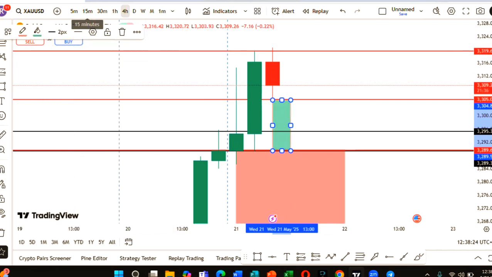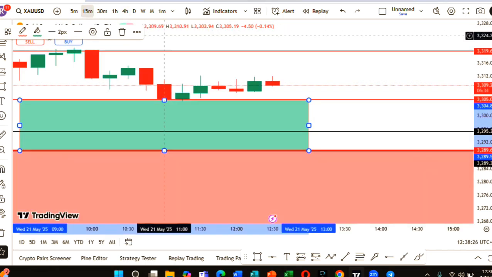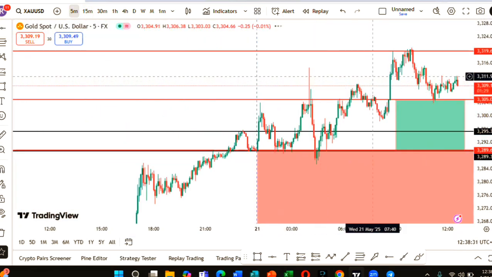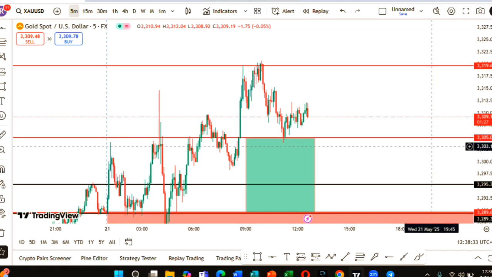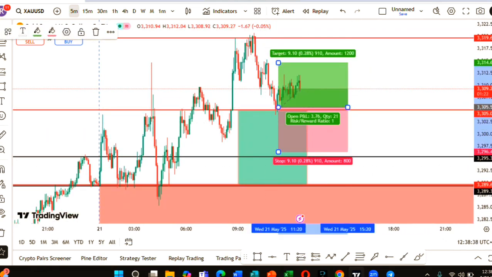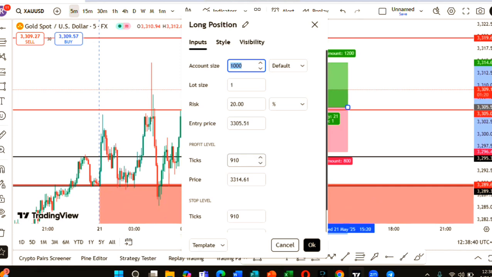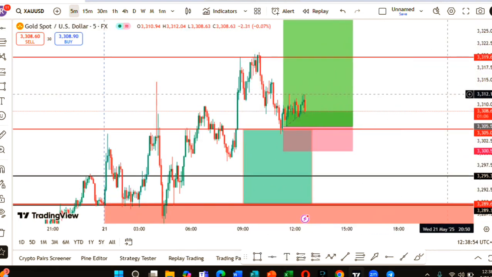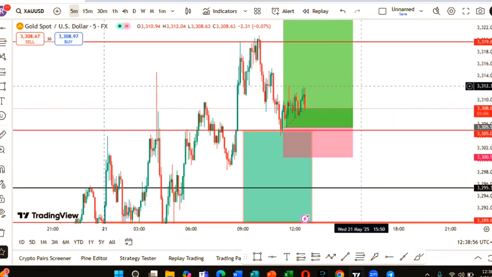We come down to the 15-minute or 5-minute time frame to look for an entry opportunity. In this case, we are expecting to buy at this point here, with a target of 400 pips and a stop loss of 50 pips. This is it, a 1:8 risk to reward ratio.